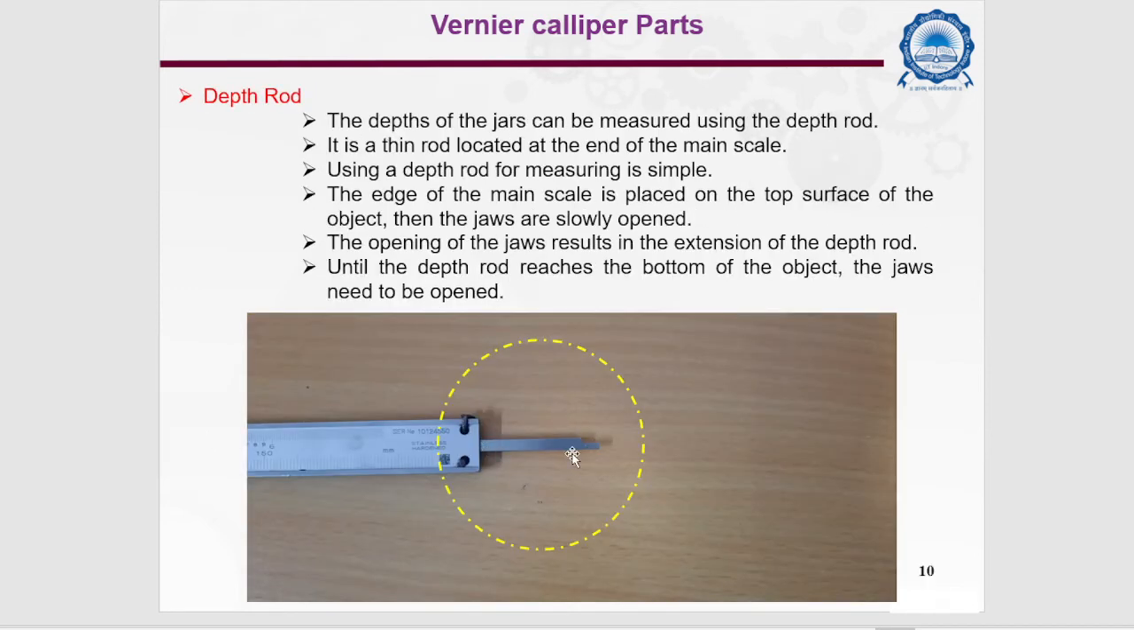Next one is the depth rod. The depth of the jar can be measured using this depth rod. It is a thin rod located at the end of the main scale. Using the depth rod, the measuring is simple. The edge of the main scale is placed on the top surface of the object and the jaws are slowly opened. The opening of the jaws results in the extension of the depth rod.